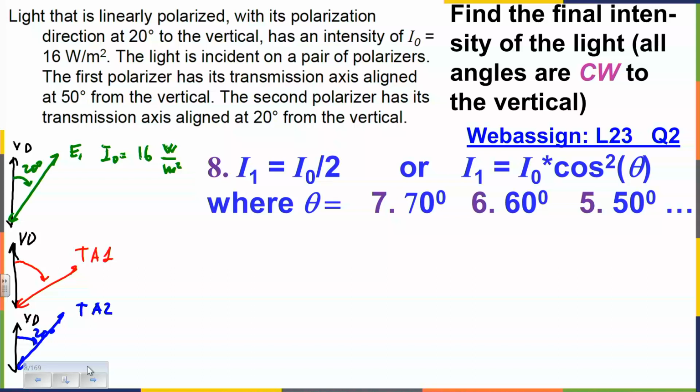So light is approaching the first polarizer. That's what we call the initial intensity. After the first polarizer, light should have a different brightness, different intensity, and the question is about this relationship between these two numbers.